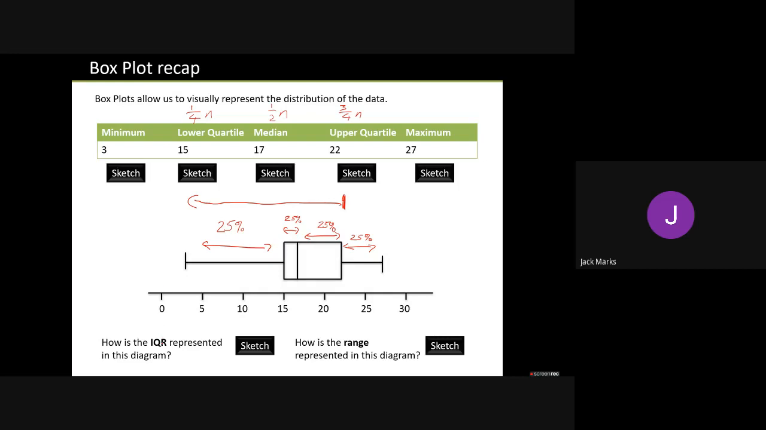We also talk about interquartile range, as you remember from chapter 2, and that's shown by this middle 50%, 25% to the left of the median, 25% to the right. So from 15 to 22, this here would be 7. And the range is a wider measurement. It takes into account the minimum and the maximum. So this here would be 24.